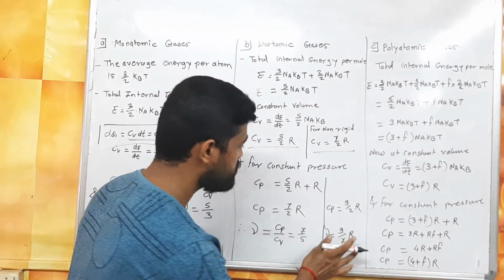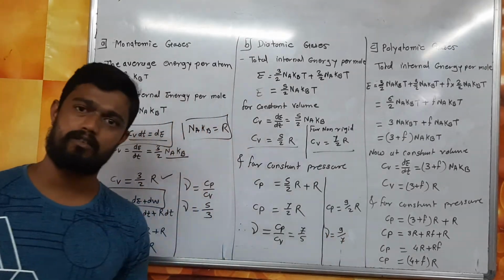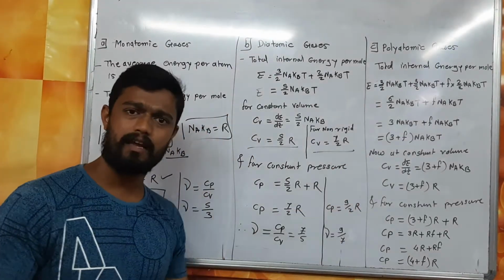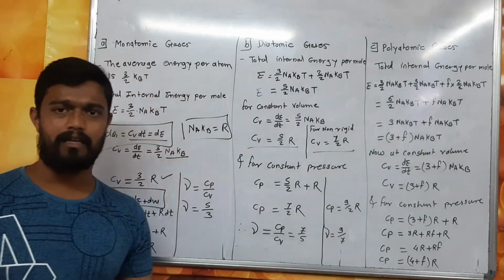Okay, sorry, R is not there. Gamma is equal to 9 by 7. Why? R will be cancelled out. So you got gamma is equal to 9 by 7.